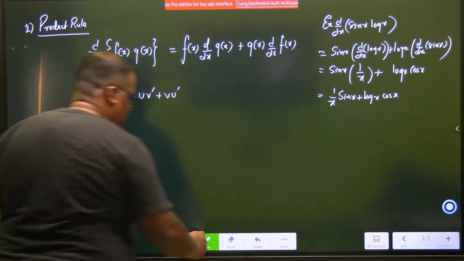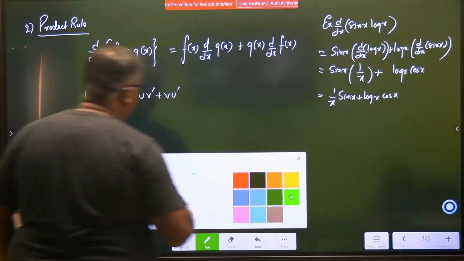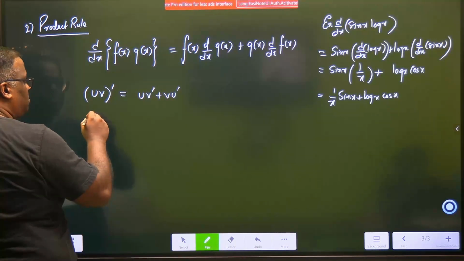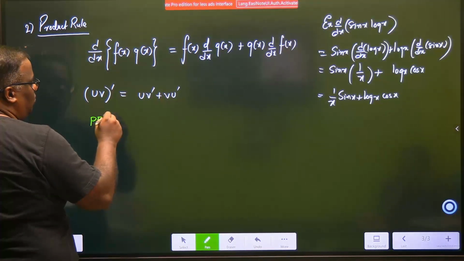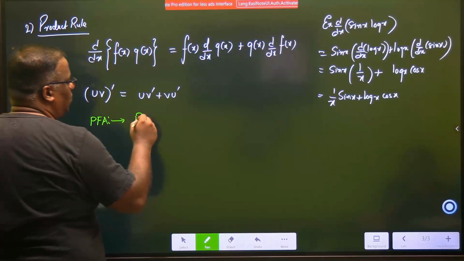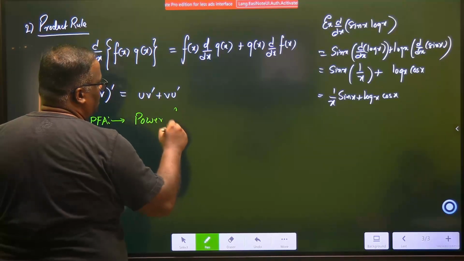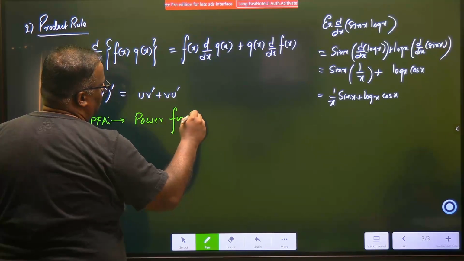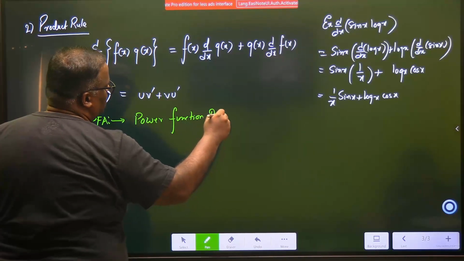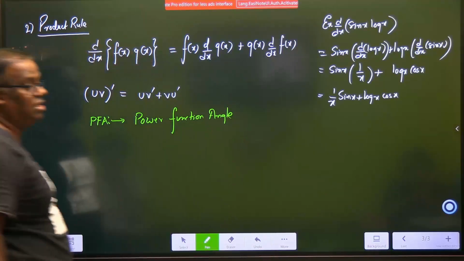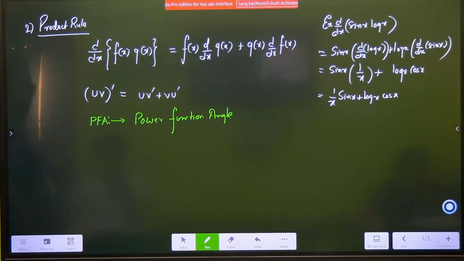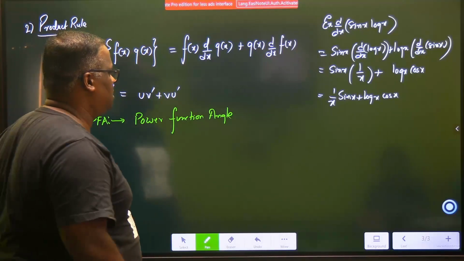Now the next concept before going to the next formula is to understand the concept of PFA. These all will not be in your books. Power, function, angle. This is how calculus treats any trigonometric function. Power, function, angle. Now look what it means.